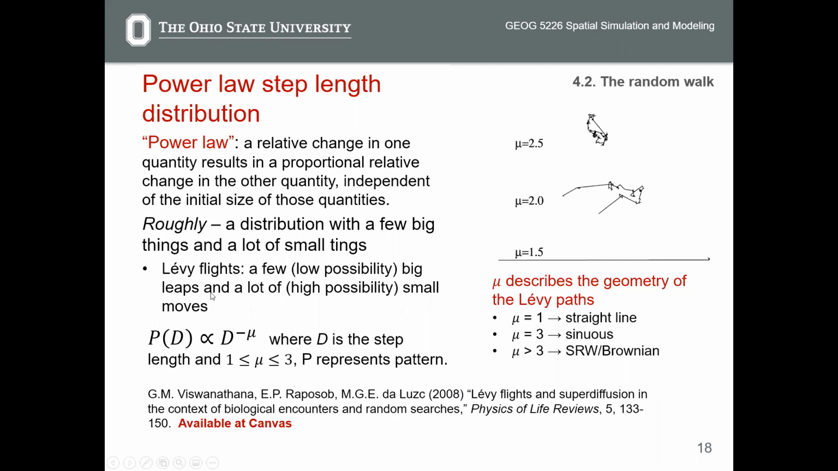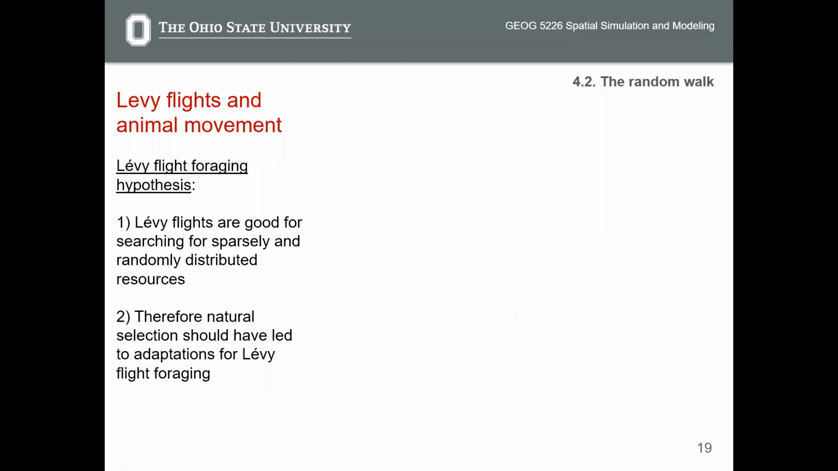Okay, so Levy flights as random walks follow a power law. Power law between who and who? Between distance and the probability that that distance is chosen. This relationship is heavily impacted by mu, which is the power of distance. What's the real-world meaning for Levy flights? They are pretty good for the simulation of animal foraging. Levy flights are good for searching for sparsely and randomly distributed resources.